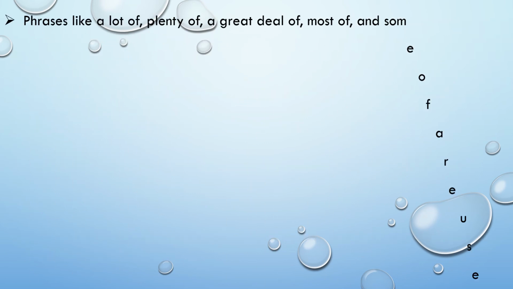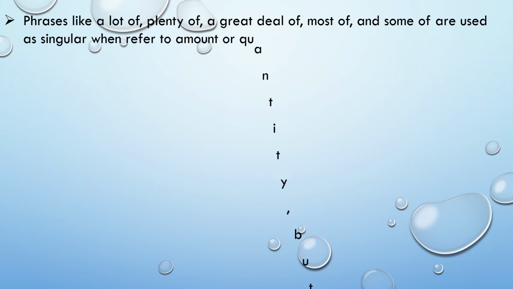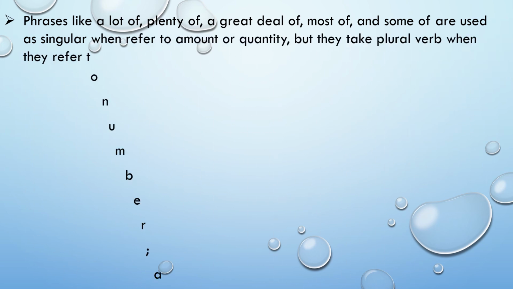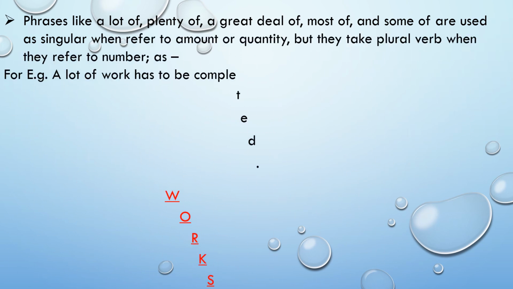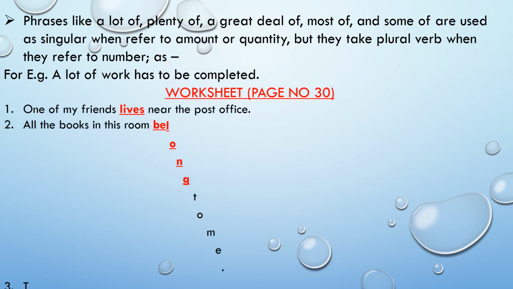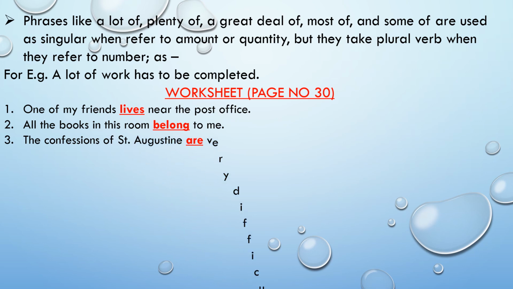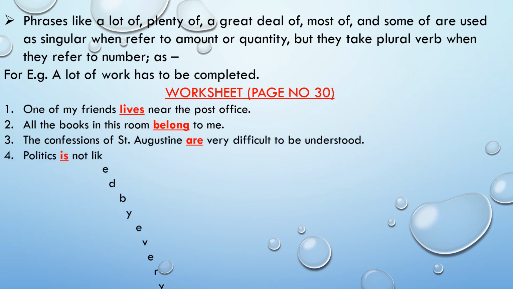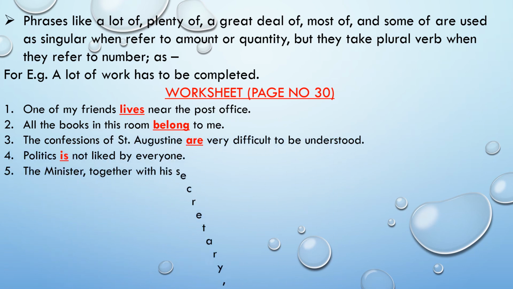Phrases like a lot of, plenty of, a great deal of, most of, and some of are used as singular. So if you see phrases like this when they refer to amount or quantity, but they take plural verb when they refer to a number. A lot of work has to be completed.